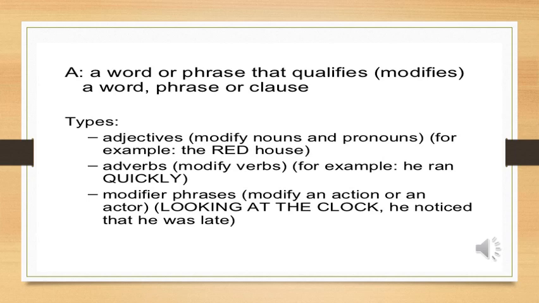describes the verb. Modifier phrases modify an action or an act. Looking at the clock, he noticed that he was late. Looking at the clock is a modifying phrase, or phrase modifier.